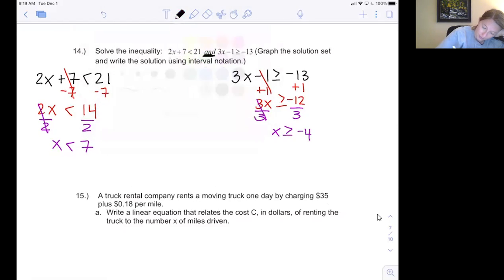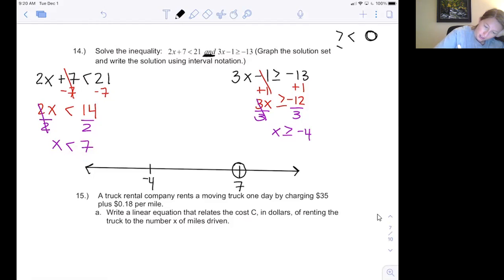Now, if you remember, we've got to graph it. It's asking us to graph it, but also it's just helpful to do it. So I have negative 4 and 7. Starting with this 7, this is an open circle. This is something I might write in your notes. If it's greater than or equal to, or less than or equal to, closed circle. If not, it's an open circle.